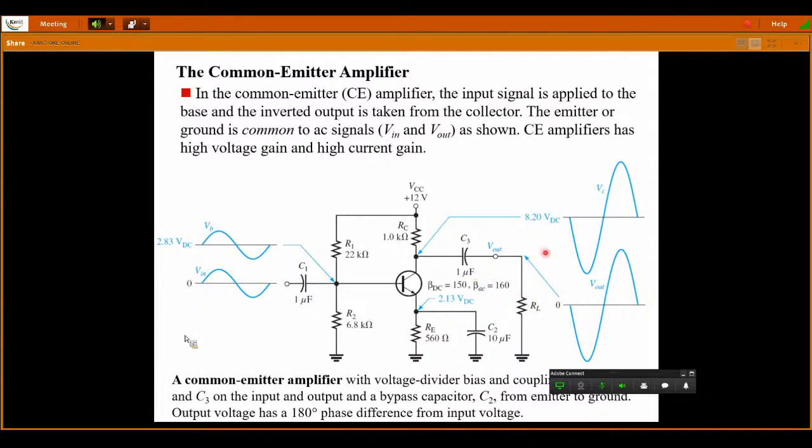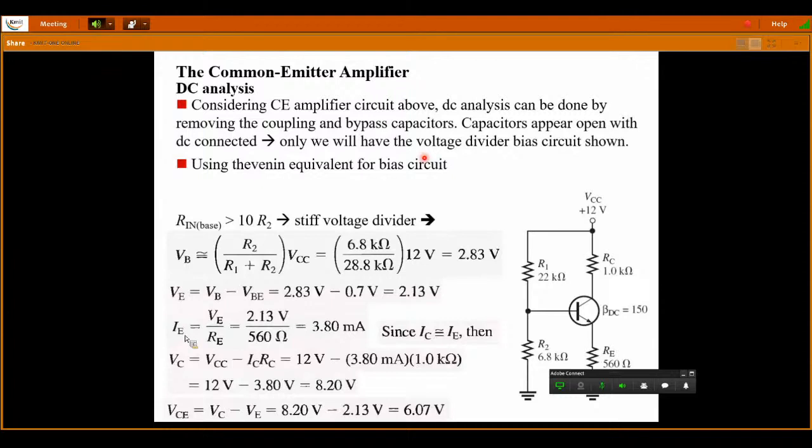Vin and Vout are the notations I am going to use for the input and output. The CE amplifier has high voltage gain and high current gain. Generally, if I prefer an amplifier, I prefer the CE configuration, since its characteristics are all moderate: input resistance high, output resistance low, and current gain and voltage gain high compared to the other three configurations. So for a generalized amplifier, you use the CE amplifier.